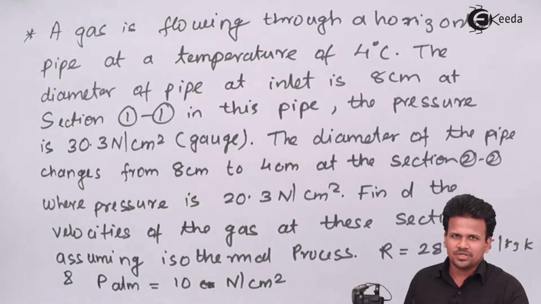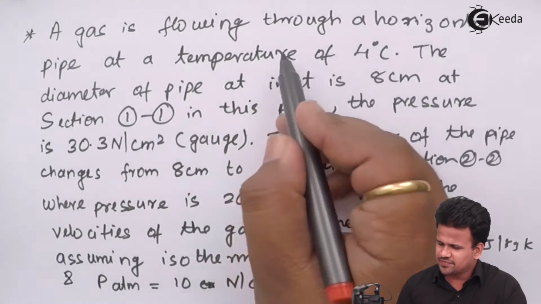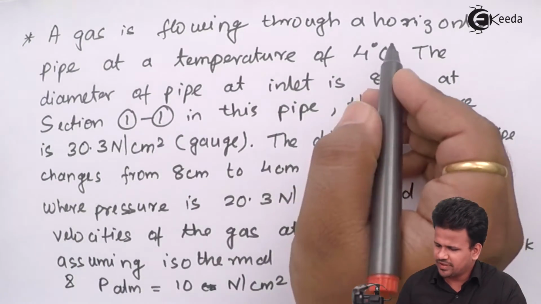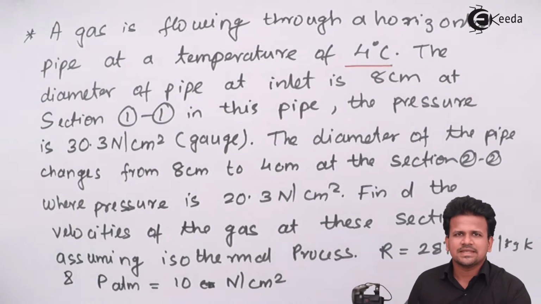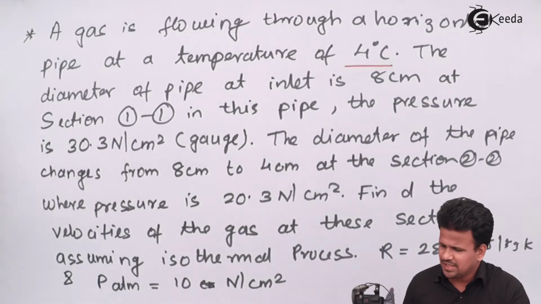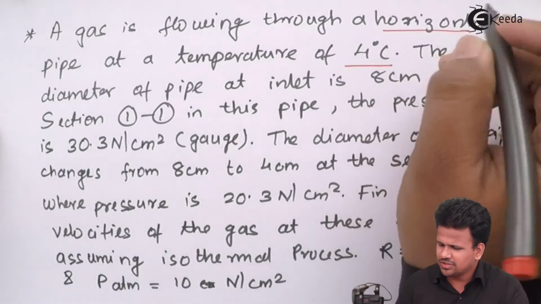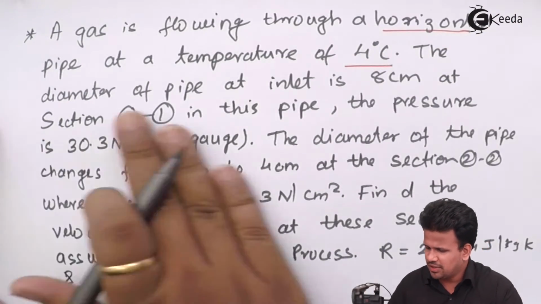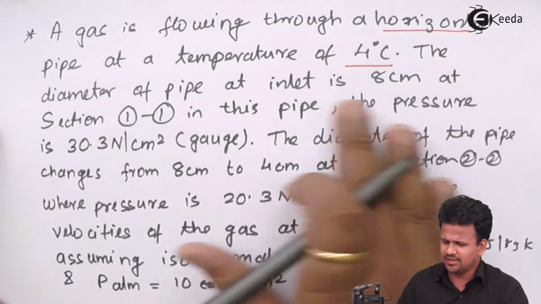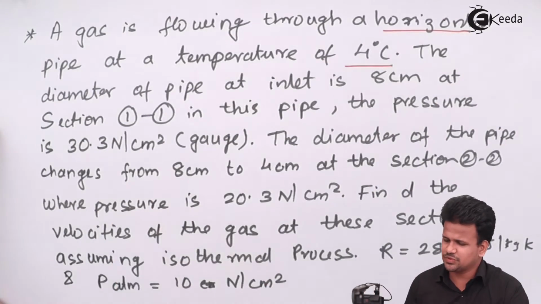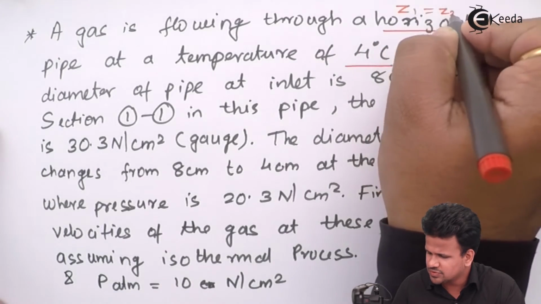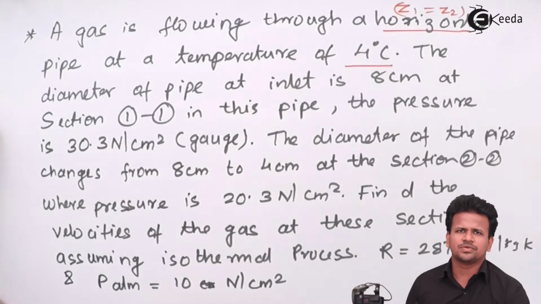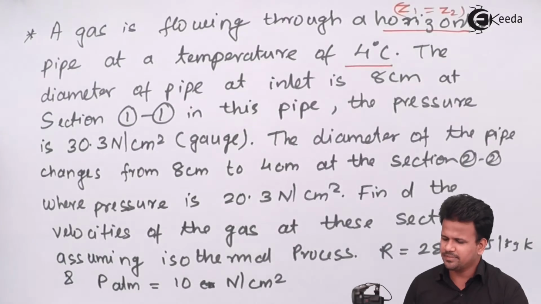So we have a problem which states that a gas is flowing through a horizontal pipe at a temperature of 4 degrees Celsius. So what is given to us over here? The temperature is 4 degrees Celsius, and one more important thing they have mentioned is that it is a horizontal pipe. Horizontal pipe means it is along x and y direction, that means it is a two-dimensional flow. There is no head over here, so Z1 will be equal to Z2. It is a completely horizontal pipe.